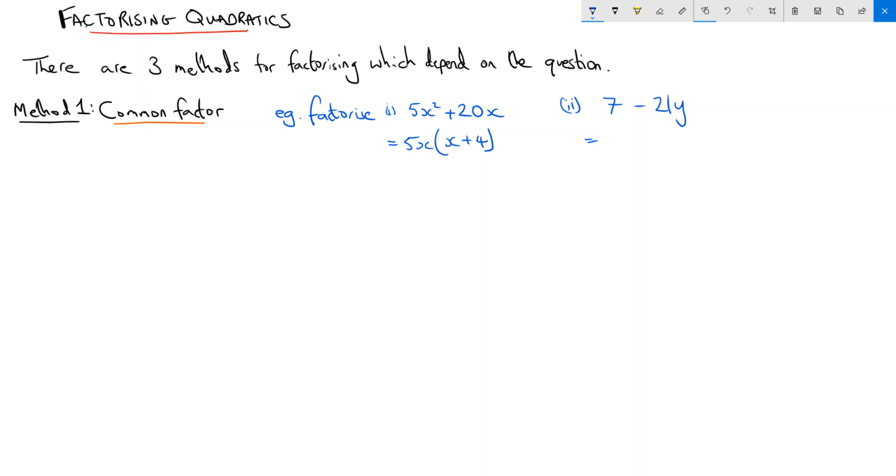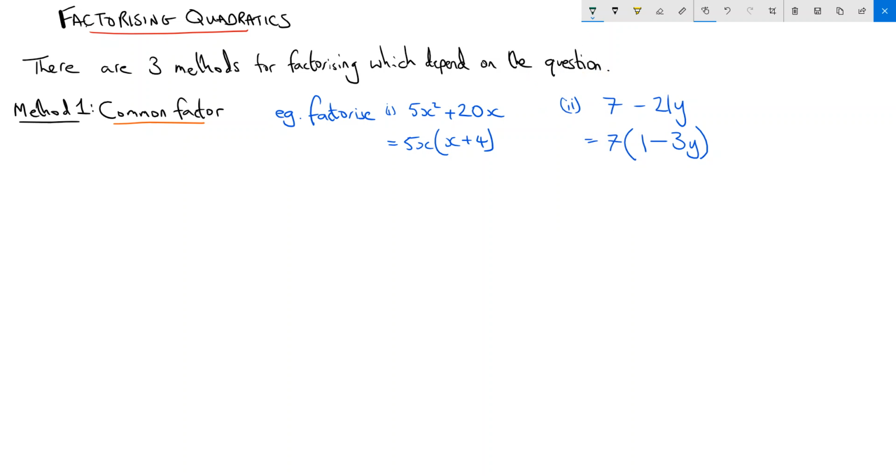Second one, put your hand up when you got it. Yep, 7 take away 21y. Can we put decimal? No, no. Delia? 7 goes into both 7 and 21. 7 times 1 minus 3y. All right, there we go. Not as tricky as it looks. Easy one.